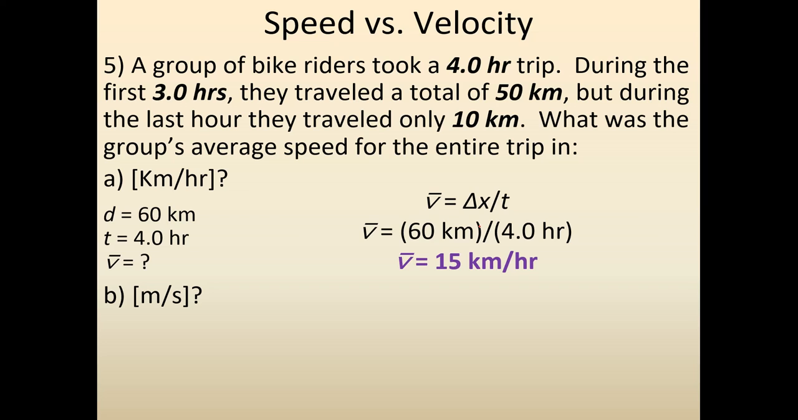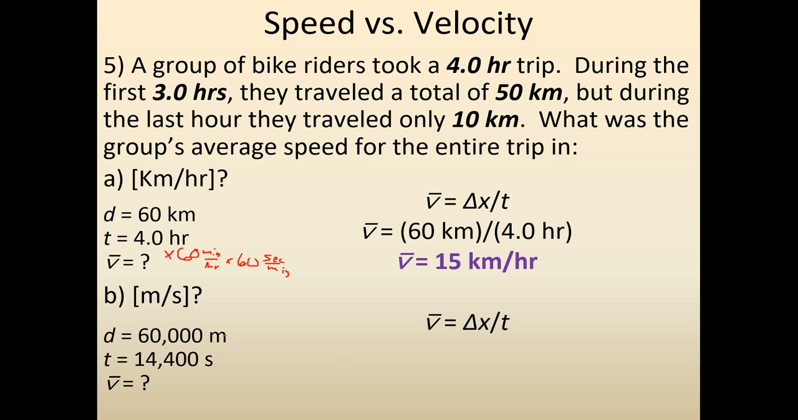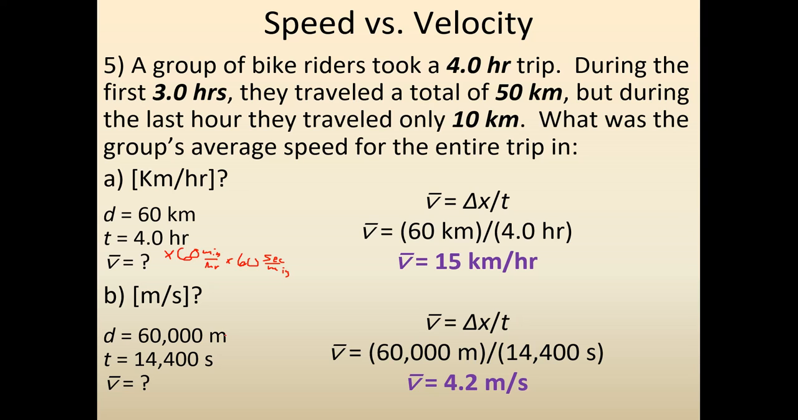For part B, it's the same thing except we convert everything. So the 60 kilometers becomes 60,000 meters. Time becomes 14,400 because we're taking the 4 hours and multiplying it by the 60 minutes which are in an hour, times another 60 seconds, which are in a minute. And this will get me the total number of seconds within 4 hours. Once again, we use the same equation, plug the numbers in, and we get 4.2 meters per second.